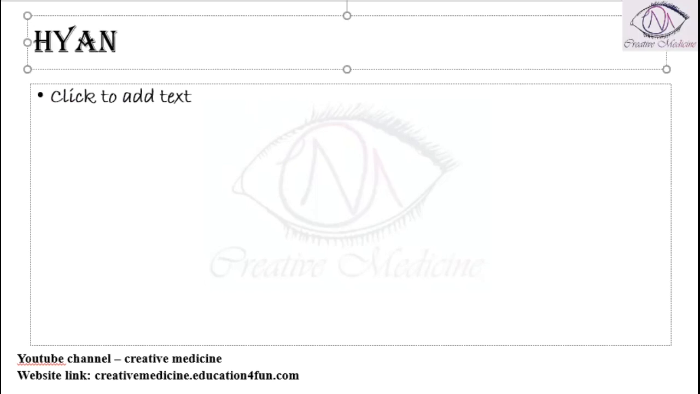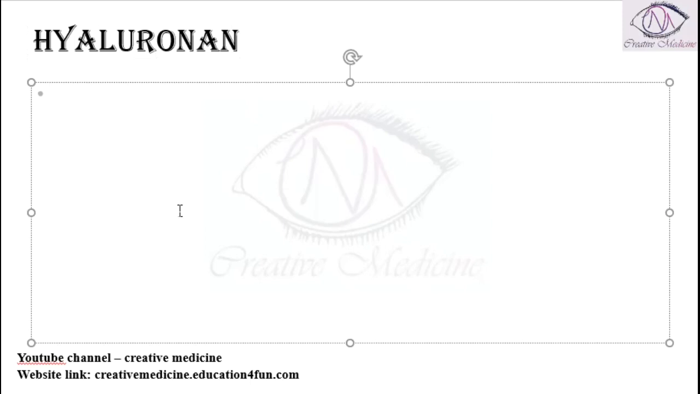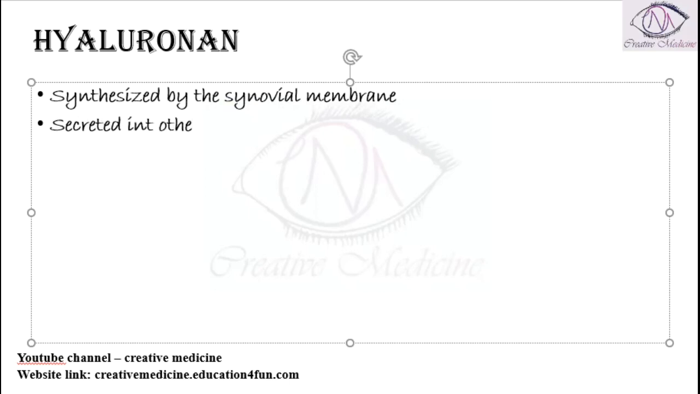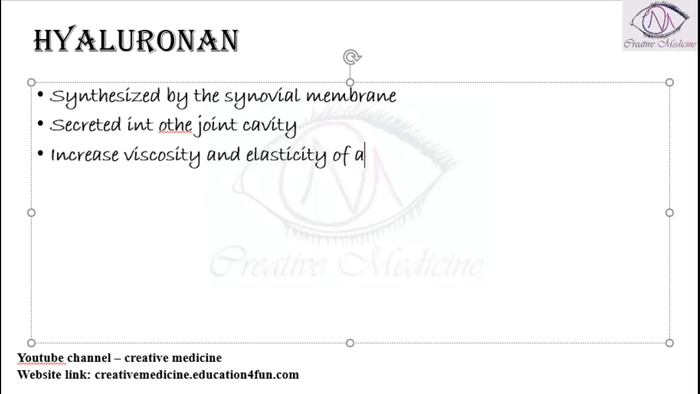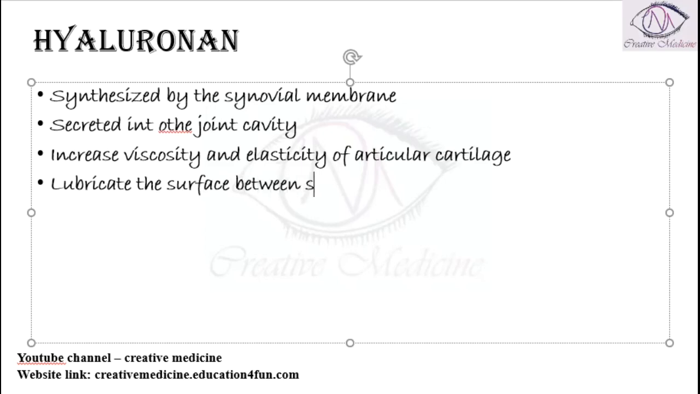So let us learn some important points about hyaluronan. It is synthesized by the synovial membrane and secreted into the joint cavity, and this increases the viscosity and also the elasticity of the articular cartilage. Because hyaluronic acid is a glycosaminoglycan, it can absorb water, and thus it lubricates the surface between the synovium and the cartilage so that the friction between them decreases.